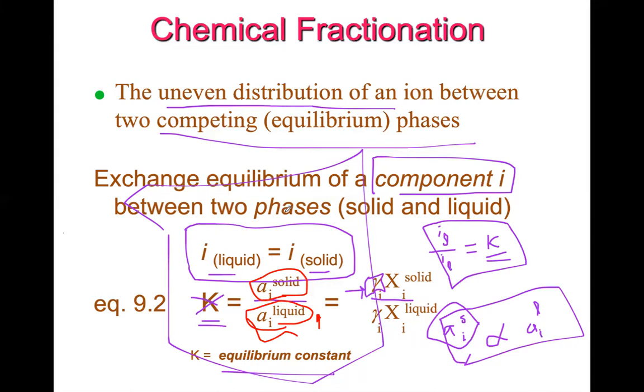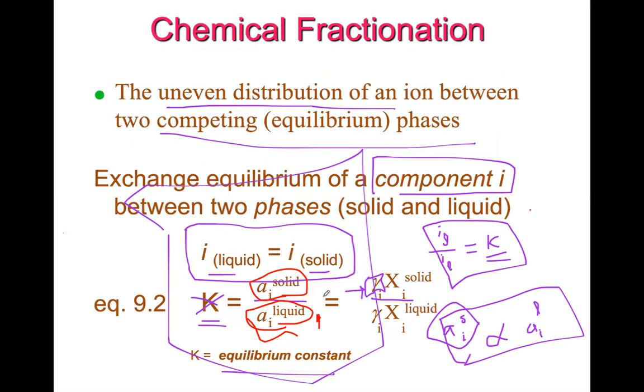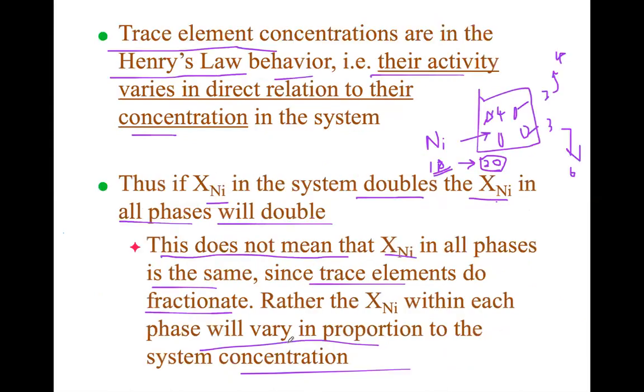Okay, right. Did you get that point? For an incompatible element, if you write the equation, the KD should always come less than 1, right? For a compatible element, it should always be above 1, because we have solid over liquid, the concentration, right? So that's why. Okay.